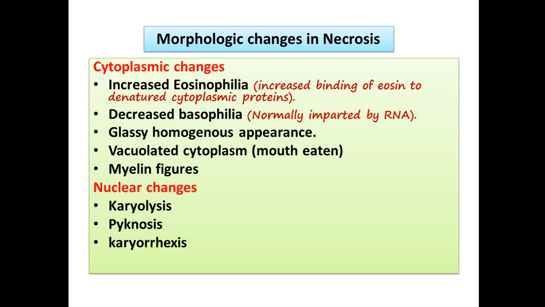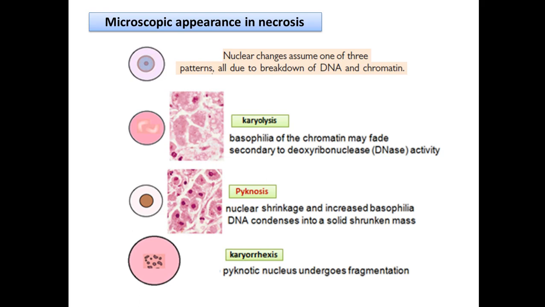Now coming to the changes in the nucleus, the three types of changes that occur in the nucleus are karyolysis, pyknosis, and karyorrhexis. In this slide, we can see a normal cell here, and the cell nucleus will undergo either karyolysis, pyknosis, or karyorrhexis.